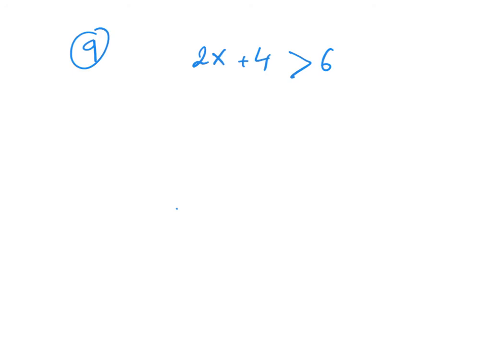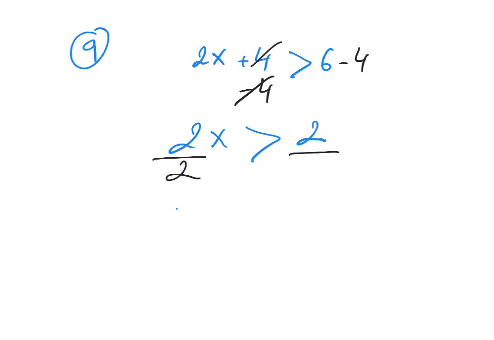In this example, we're going to learn two-step inequalities. I have 2x plus 4 greater than 6. The first thing, we need to cancel the 4, so we subtract 4 from both sides. We get 2x greater than 2, because 6 minus 4 is 2. The next step, we need to get rid of 2, so we divide by 2 on both sides, and we get x greater than 1.